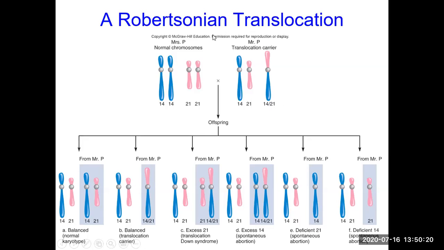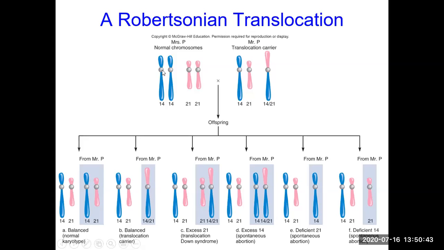This is a translocation, a Robertsonian translocation between chromosome 14 and 21. Chromosome 14 and 21 are not homologous to each other, right? This is a homologous pair. This is a homologous pair. But the exchange occurred between 14 and 21. This is a 14-21 translocation. So now Mr. P is a carrier of this translocation of 14 and 21.